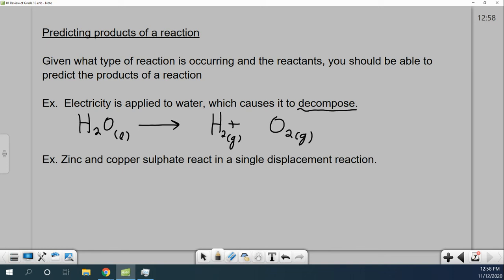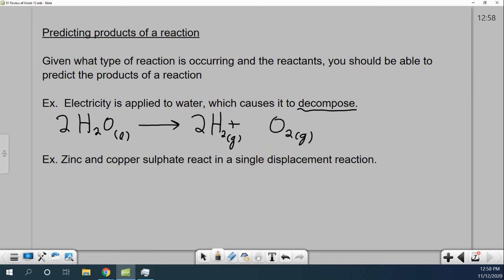And then your final step would just be to balance it. I got two O's here, so I need two O's there. That gives me four H's, so I need four H's. There we go. I have a beautiful, balanced decomposition of water.